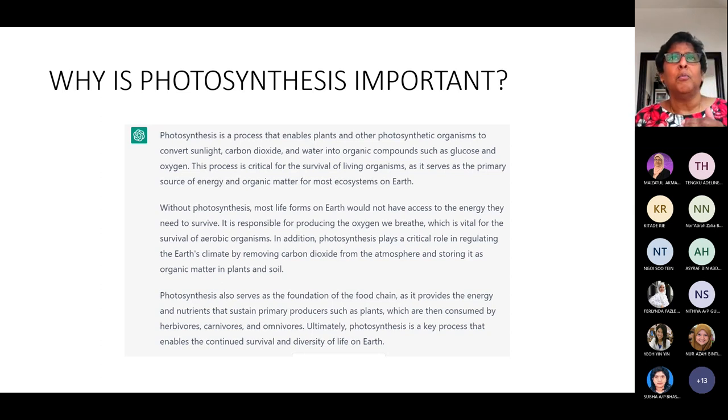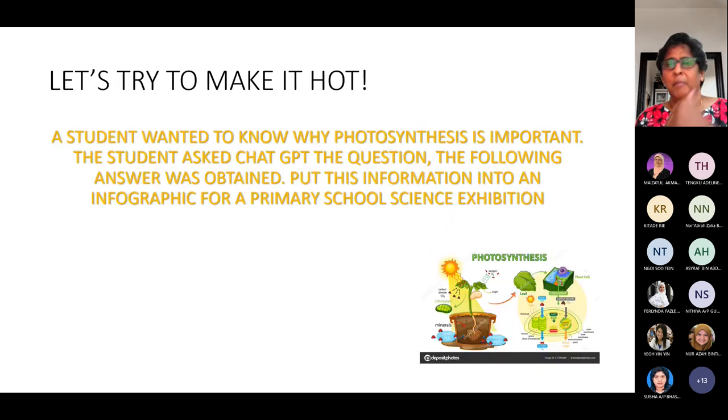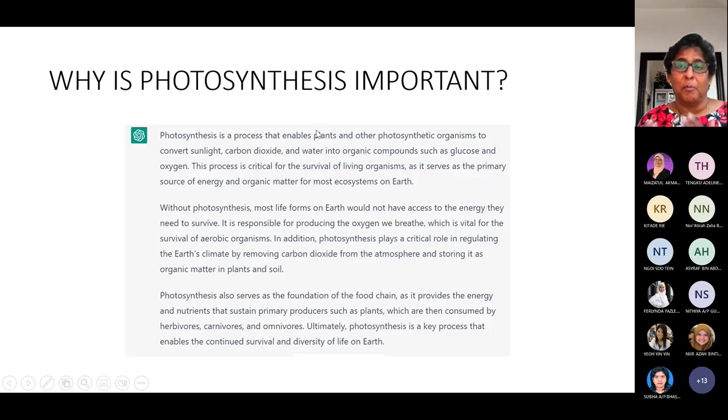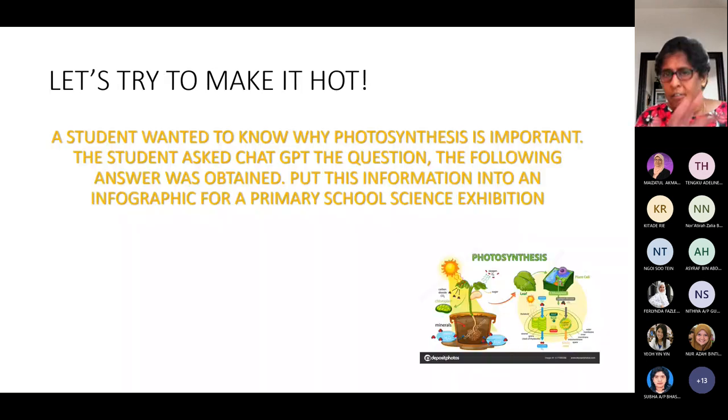So maybe we can try to modify it slightly. For example, let's make it harder. A student wanted to know why photosynthesis is important. The student asked ChatGPT the question, and the following answer was obtained. Put this information into an infographic for a primary school science exhibition. Here is where I want to get some arguments from all of you. Instead of me setting a question asking why is photosynthesis important, even in a physical examination where the student is sitting in the examination hall, as opposed to this question, you give the ChatGPT answer at the bottom, and then ask them to put this information into an infographic for a primary school science exhibition.